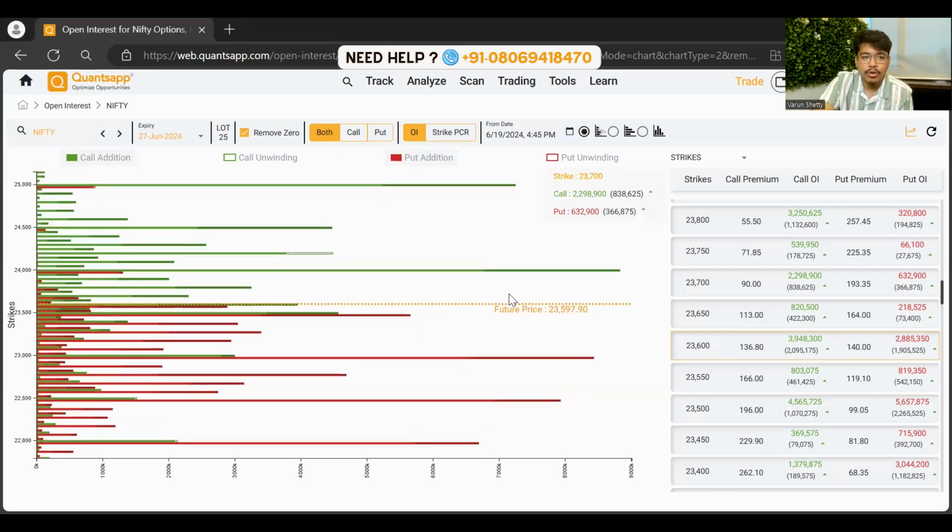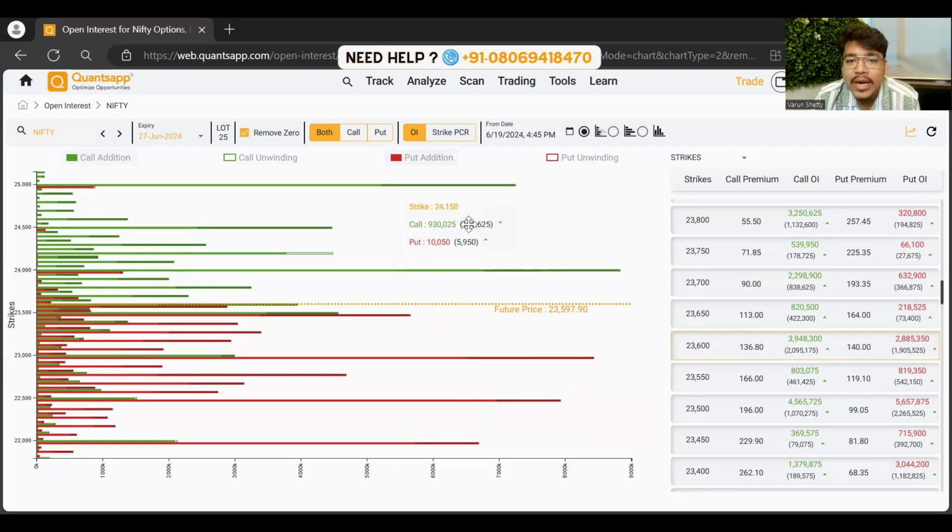Zoom in a little bit more, and that is perfect. Okay. If you hover on any bar, you can see the exact strike of this. Like if I hover here, I know that this is 24,000. If I hover here, I know this is 25,000. If I hover here, this is 23,000, right? So on and so forth.